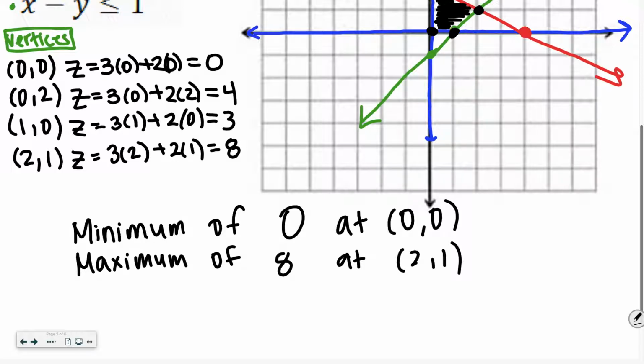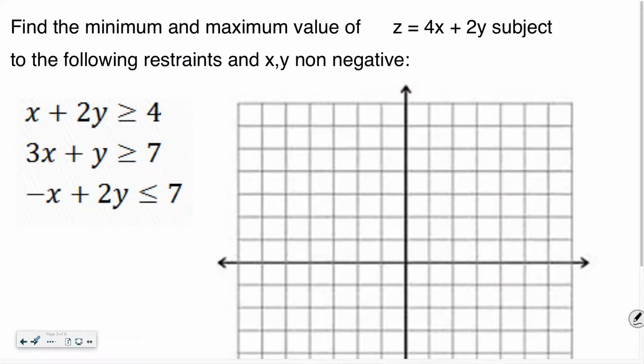Really, we have that one additional step of plugging our vertices into the objective quantity so we can make our decision. Okay? All right. Let's try this all the way from scratch. I have another algebraic one that I want us to use to make a decision.